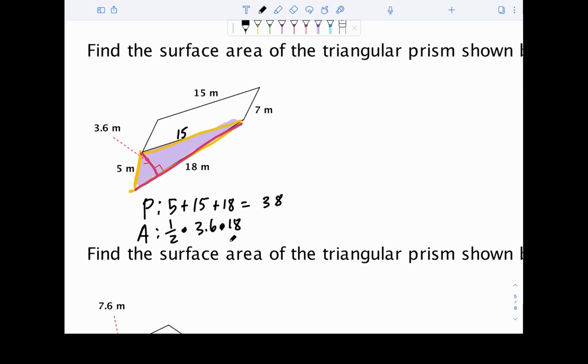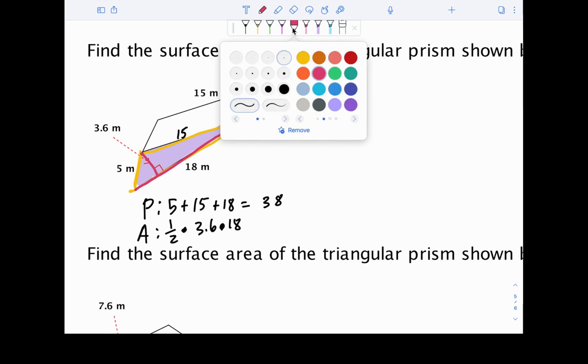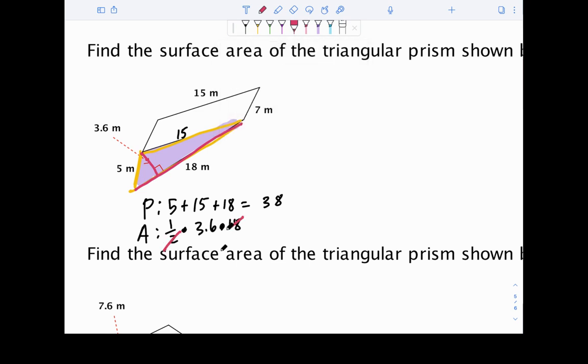Now I'm going to do my little trick again, but this time I'm going to say, oh, look, I've got half of something. I'm going to half the 18 this time. So that gives me 3.6 times 9. And that is 32.4. You might think, well, why do you do that if you're going to use a calculator anyway? I don't know. Sometimes by halving one of those, I give myself some mental math that I don't necessarily have to do.